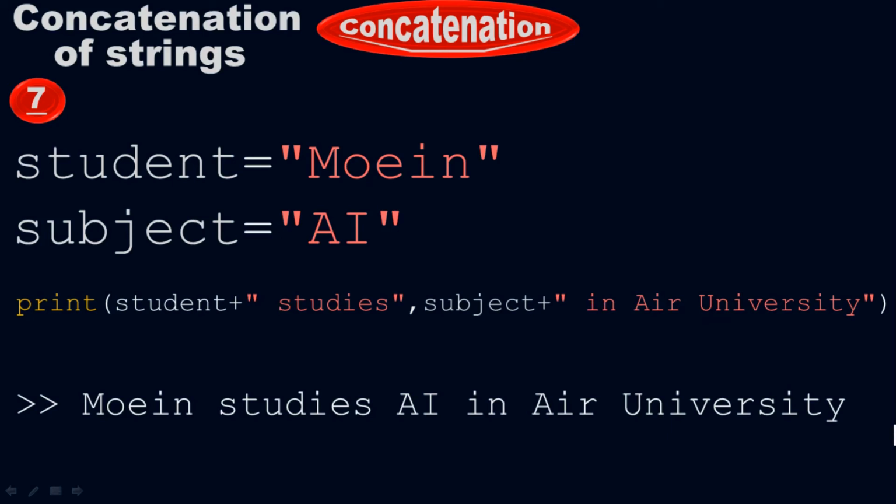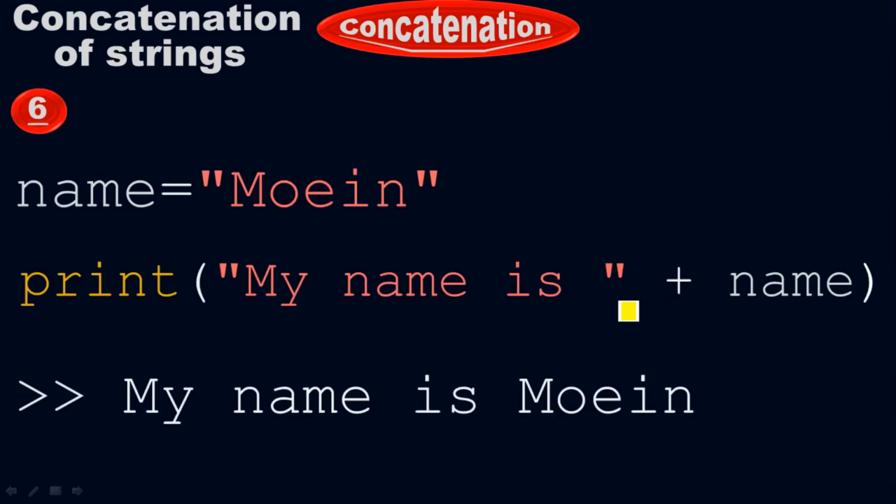But what is the difference here between example number 7 and example number 6? Let me check example number 6. Look, if your expression inside the quotes is in first place and your variable is in the second place, like plus name here, then you're going to put the space right before the second quotes. Not here, not after the first quotes, right before the second quotes.